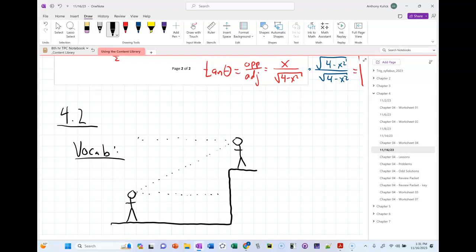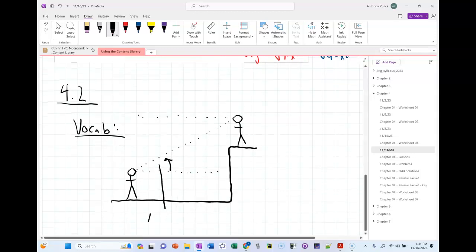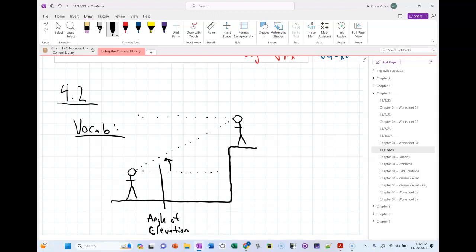So if the person on the ground goes from looking straight ahead to tilting their head up to look at the person on the ledge, we call this an angle of elevation. If you're the person up on the ledge and you're looking straight ahead, but then you tilt your head down to look at the person on the ground, we call that angle an angle of depression.